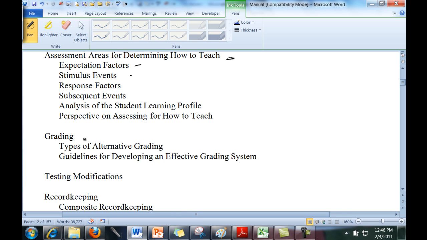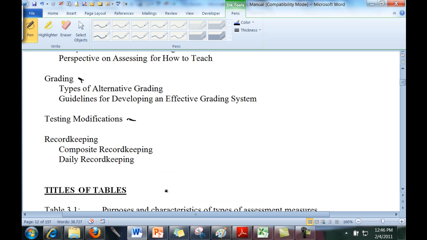And then this is kind of interesting about grading. I'll ask you to get involved with that. Some test modifications. I'm struggling with how to really bring that home on tests, so we'll just have an in-depth look at it. And then at the end, kind of a record-keeping thing, how to monitor this.